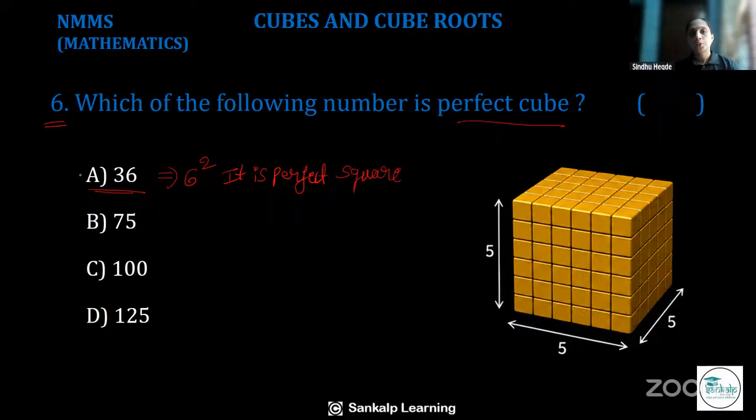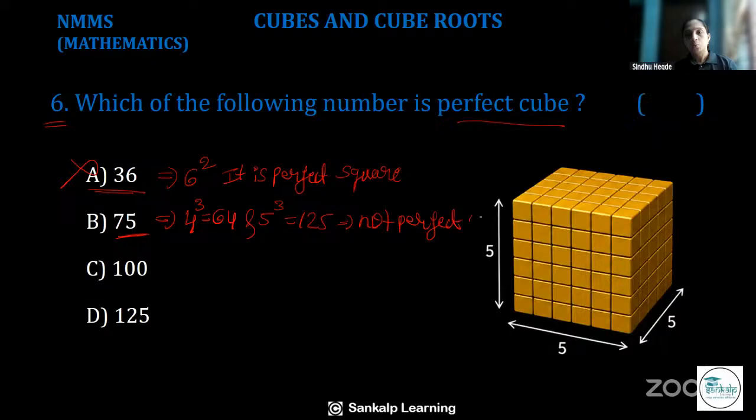We require a perfect cube. So option A is wrong. Coming to option B, 75. Actually 75 is also not a perfect cube, because 4 cube is 64 and 5 cube is 125. So 75 lies between 4 cube and 5 cube, but still it is not a perfect cube. So option B is wrong.